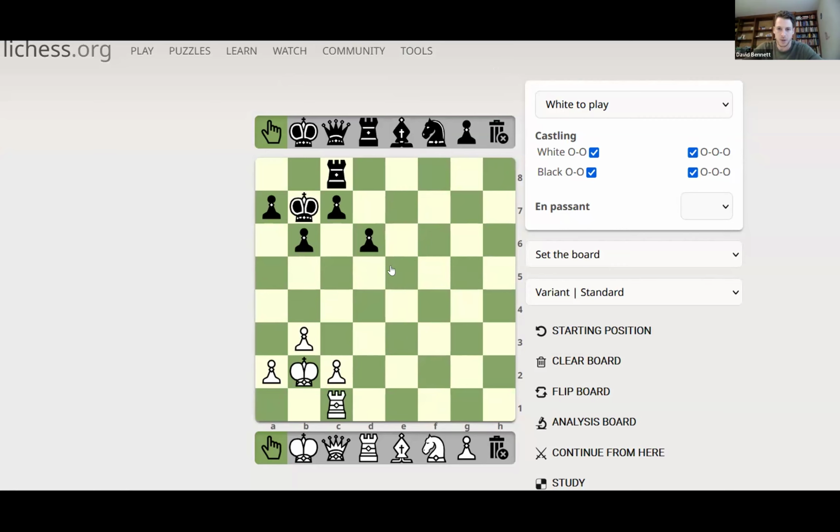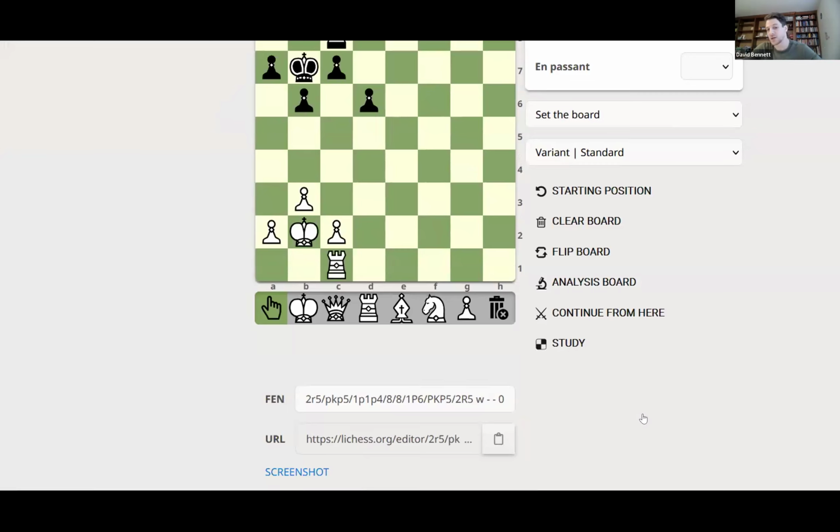Okay. So what you do is, once you have the position set up, I did white to play since white's down the pawn. So white wants to draw, black wants to win. So a draw is like a victory for white. Okay. So now you can just do continue from here.